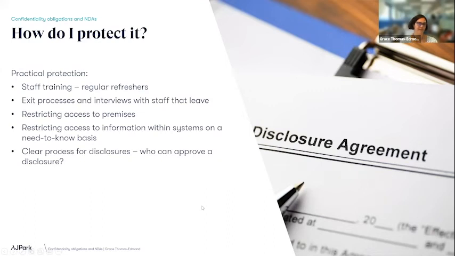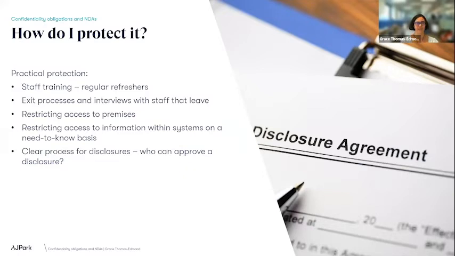Just some more examples of practical protection. Staff training, especially if you have lots of staff, making sure that they understand what confidential information they have access to and what they can and can't do with it, and making sure that they have regular reminders about that. Exit processes and interviews with staff that leave, to reinforce those obligations, that they're not taking that information with them and using it in ways that they shouldn't. I already mentioned restricting access to premises and within systems.